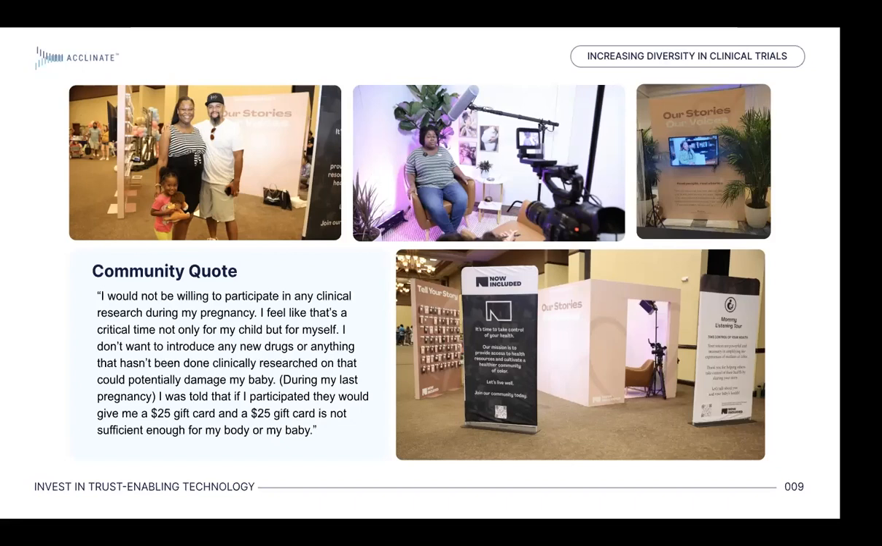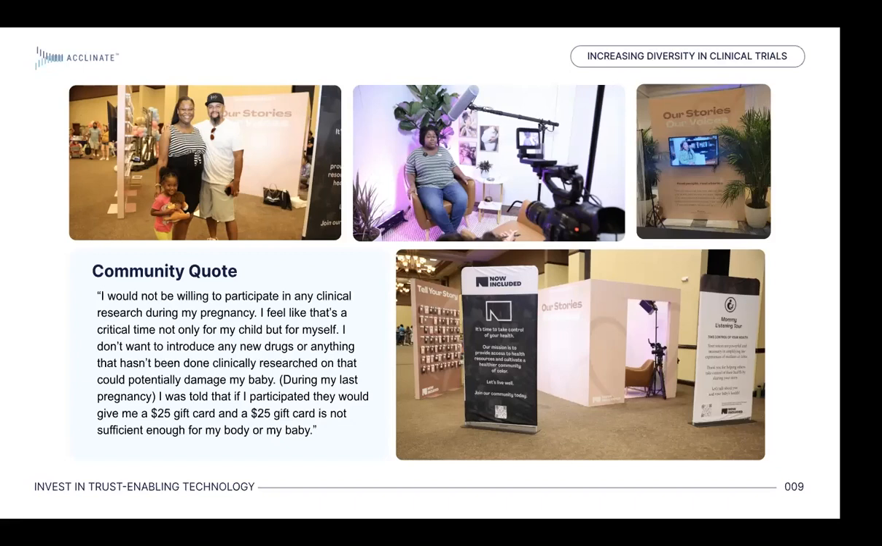And just of note, recently at our DC stop, we had a mom who went into the booth and she specifically said, I would not participate in a clinical research study while I was pregnant. For her, she felt like that time was so critical for her and her baby that she didn't want to introduce any new drugs or anything that could potentially harm her or the baby.